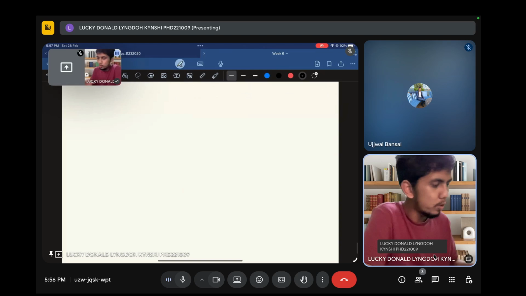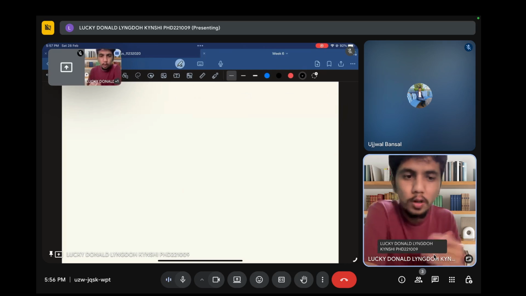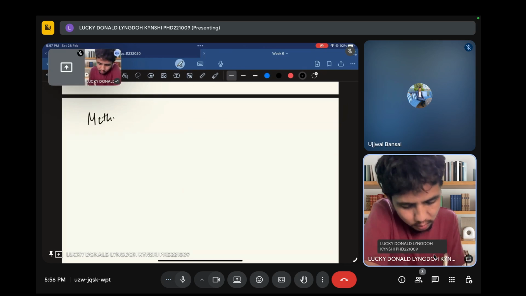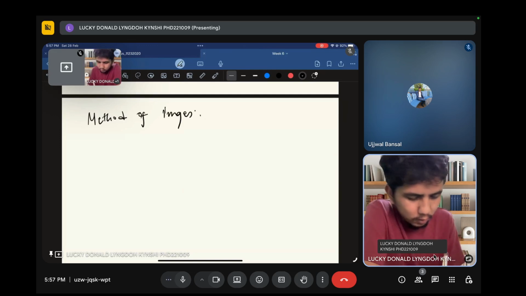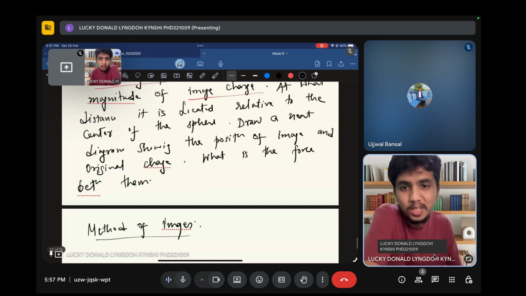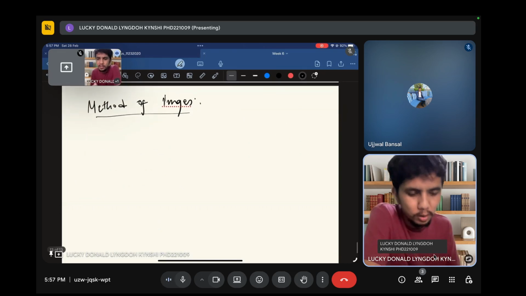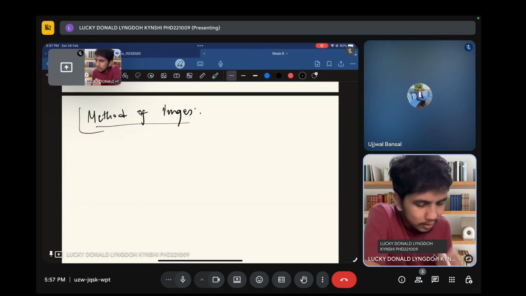So before we go to this problem, let me just quickly tell you a little about it. To solve this type of problem, like a conducting plane, you use this concept, the method of image charges. It is available in the Griffiths book, Introduction to Electrodynamics by Griffiths. It explains very well how you get this idea.